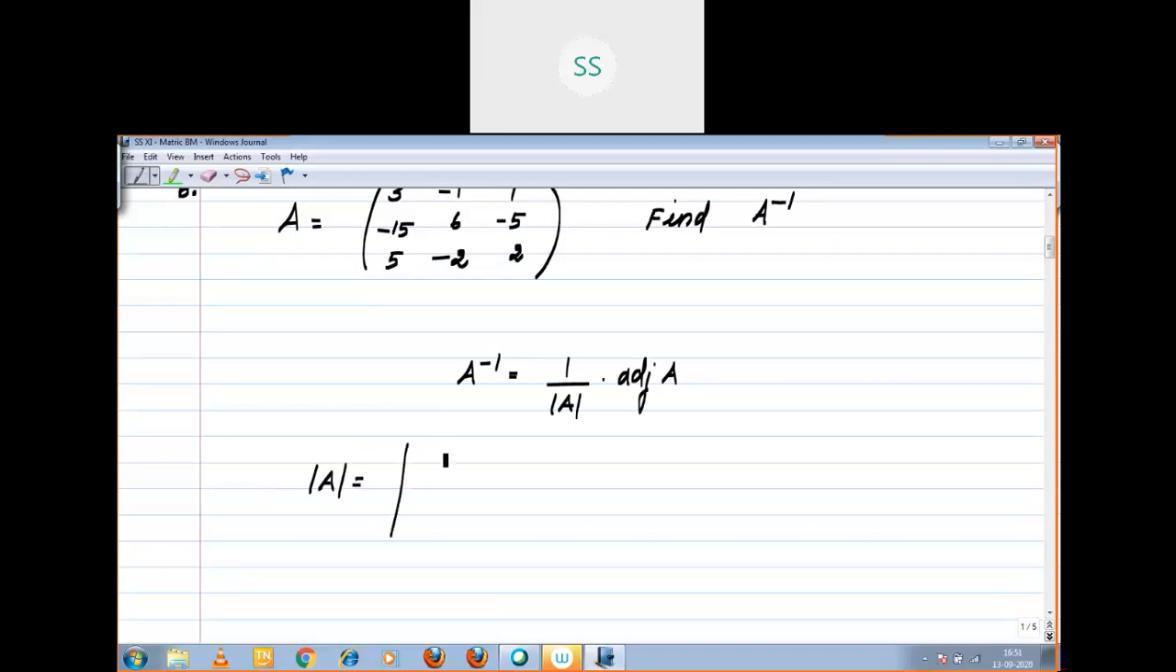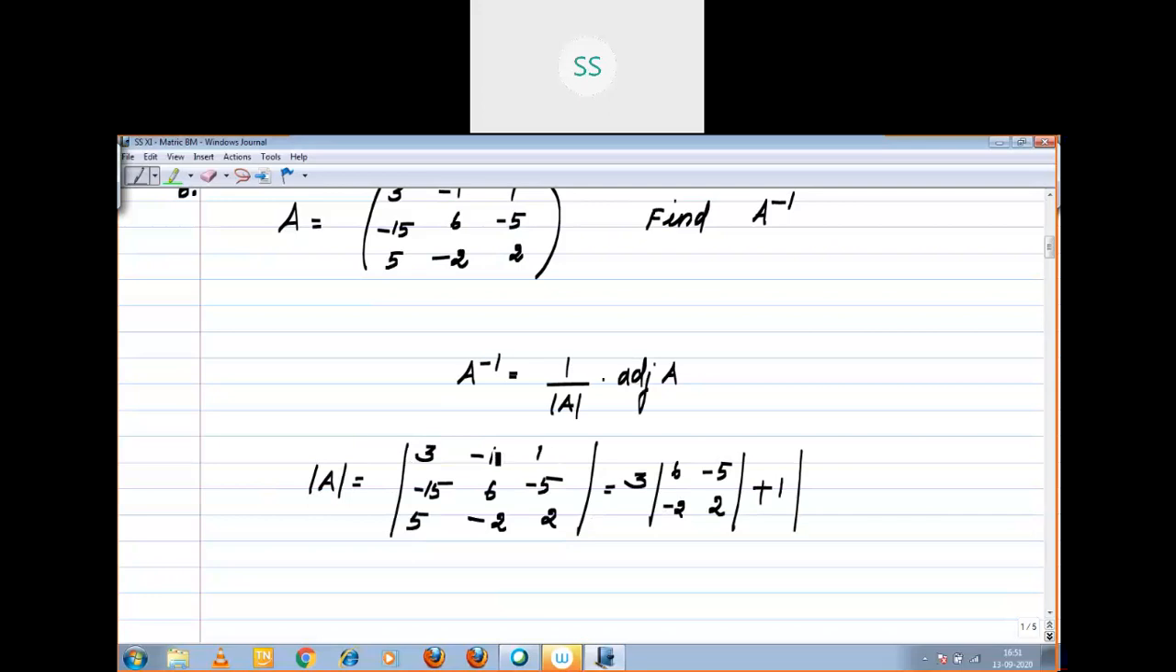Determinant A equal to 3 minus 1 1, minus 15 6 minus 5, 5 minus 2 2. So many sums I taught you, right? No problem. Again, I'm going to explain to you how to find the determinant. If you are selecting 3, the particular row and column should be deleted, right? Now, what can you get? 6 minus 5, minus 2 2. Next, minus of minus, so plus 1, like a T shape, you will eliminate.